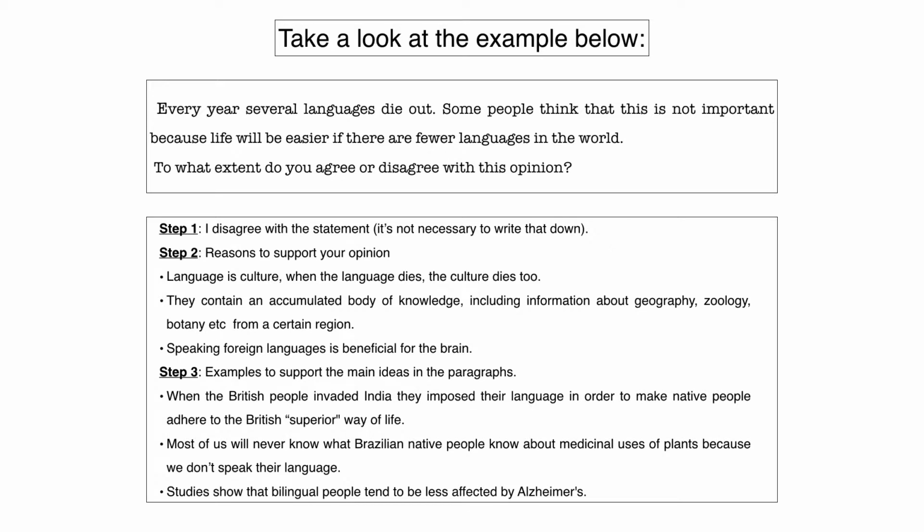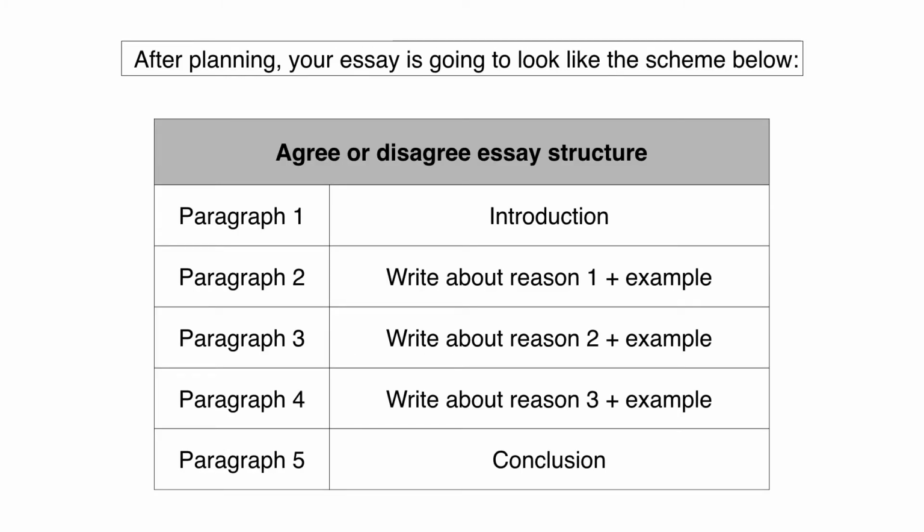Well, I've made my point clear, so now let's take a look at what your essay is going to look like if you plan it according to our instructions. Well, the first paragraph will always be the introduction. In any kind of essay, you have to write an introduction. And then you have your 3 body paragraphs with reasons to agree or disagree and examples to support these reasons. Paragraph 5 will be your conclusion, and this is it. So this is what your essay should look like.